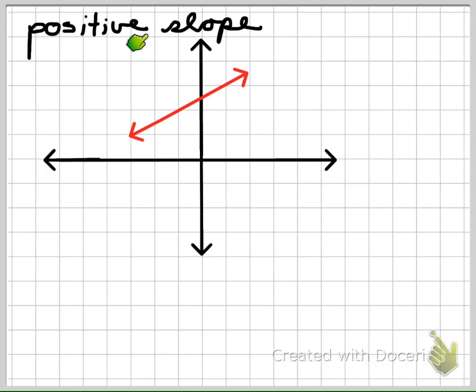So that would be a situation like your pay. Pay definitely would be a linear situation that's positive slope, because the more hours you work, the higher your pay. More hours, higher. And as x increases, y increases. That's positive slope. It's rising.